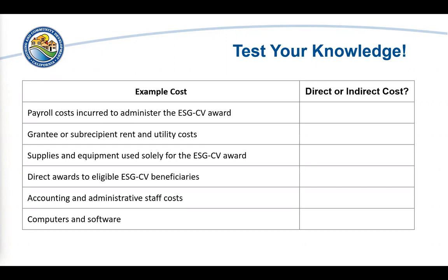As you're jotting this down or racking your brain, coming up with the answer here, the first is payroll costs incurred to administer the ESG CV award, grantee or subrecipient rent and utility costs, supplies and equipment used solely for the ESG CV award. Again, of these three, which is direct or indirect, and the remaining as well. Direct awards to eligible ESG CV beneficiaries: is that direct or indirect? Accounting and administrative staff costs. And then the final, direct or indirect, computers and software. Just take one more second here, and then we'll take a look at the answers.